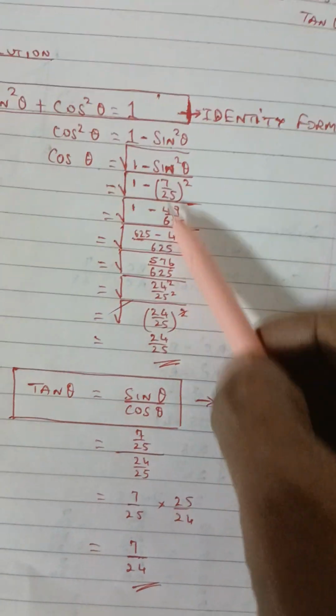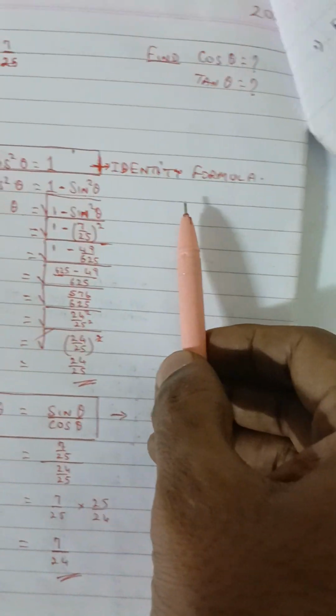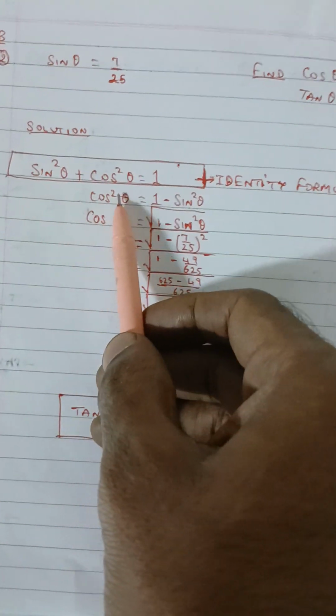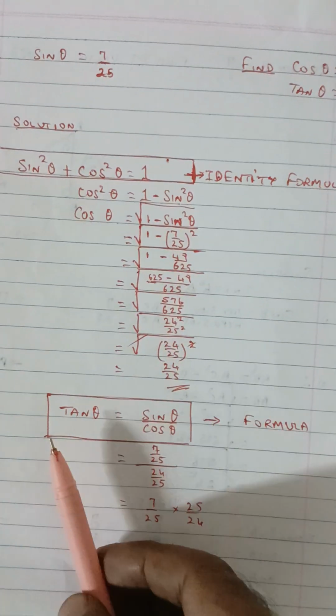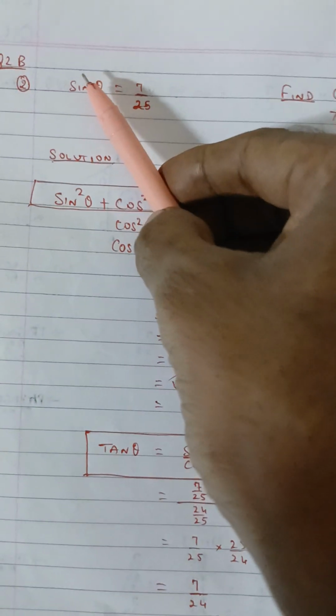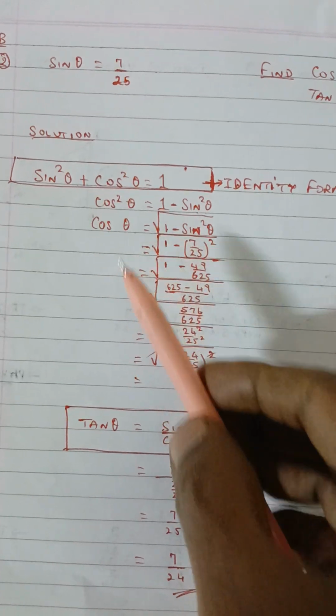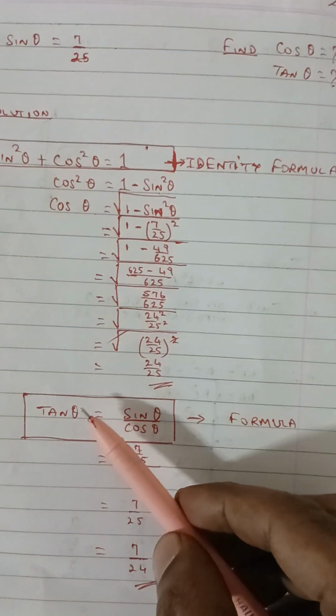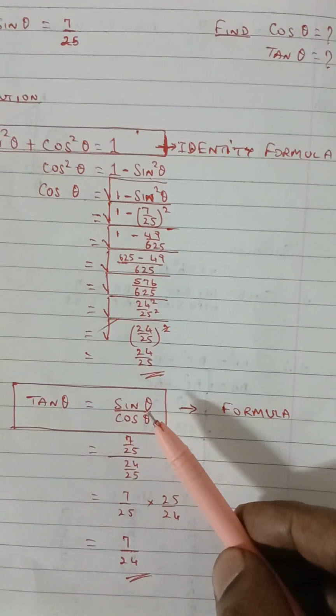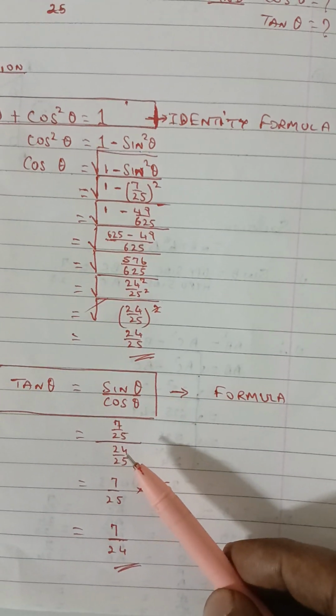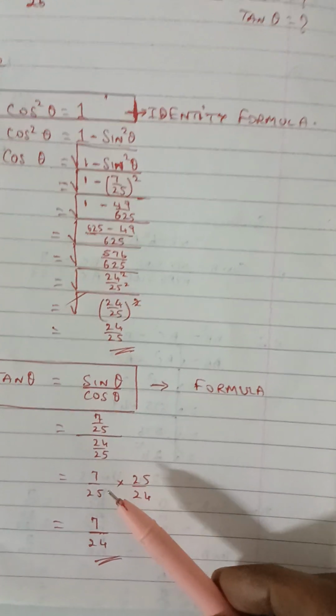We should know how to solve. This is the identity formula: sin square theta plus cos square theta is 1. Now left is tan theta. Because I got sin theta and cos theta, I can find all the remaining trigonometric ratios. Only tan theta is to be found. Tan theta is sin theta upon cos theta, that is 7 upon 25, the whole upon 24 upon 25.